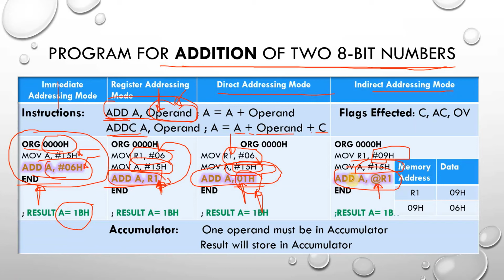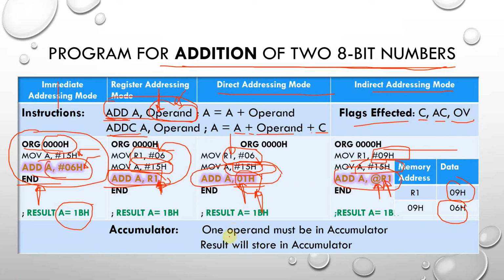Now what will happen? The addition instruction will add the content of A to the content contained in the address held by R1, that is R1 holding the address 09 for this example, and location 09 holding the value 06. So again the A content will be added to the 06. Now a few things to be mentioned: the flags affected by the addition instructions are carry, auxiliary carry and overflow flag.